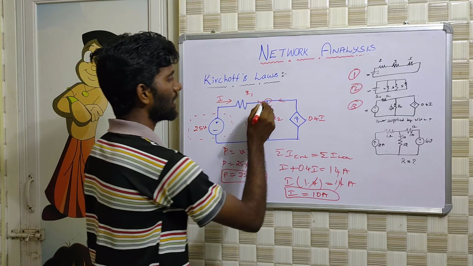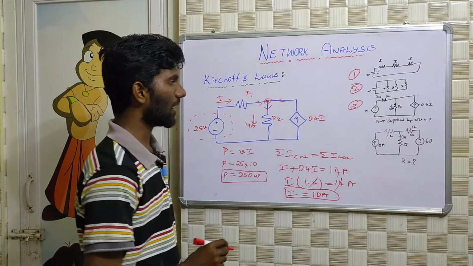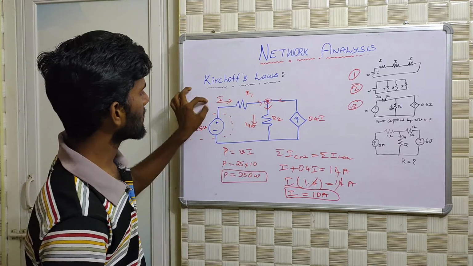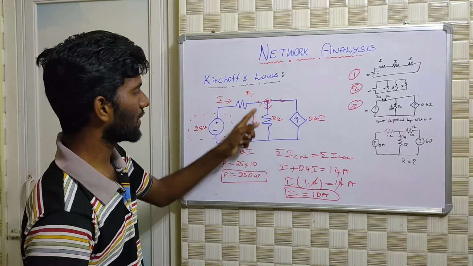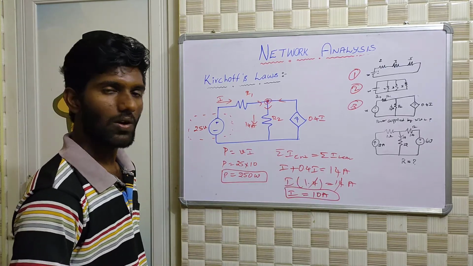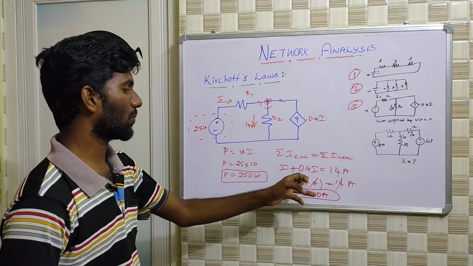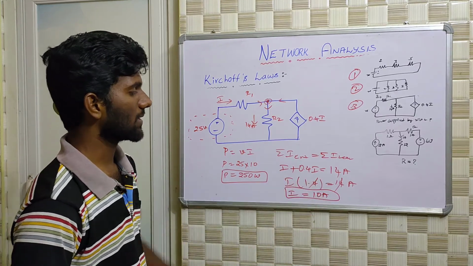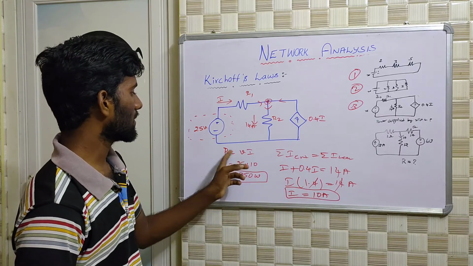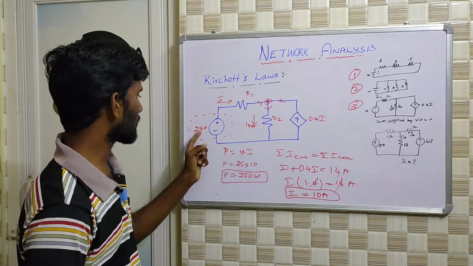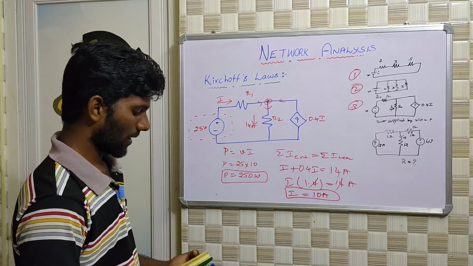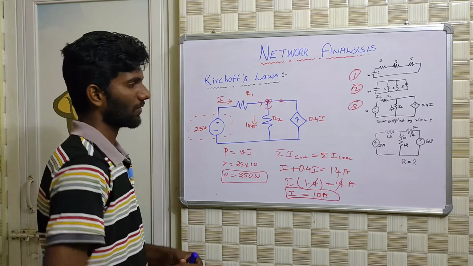It's a simple example. Since we are applying KCL at this node, I entering is equal to I leaving. This is entering current, this is also entering current, this is a leaving current. So I plus 0.4 I is equal to 14 amperes. So I into 1.4, 1 plus 0.4, is equal to 14. So I is equal to 10 amperes. Substituting, P is equal to V into I, so 25 into 10, so 250 watts. So this is a simple example, right? We'll see the next one.